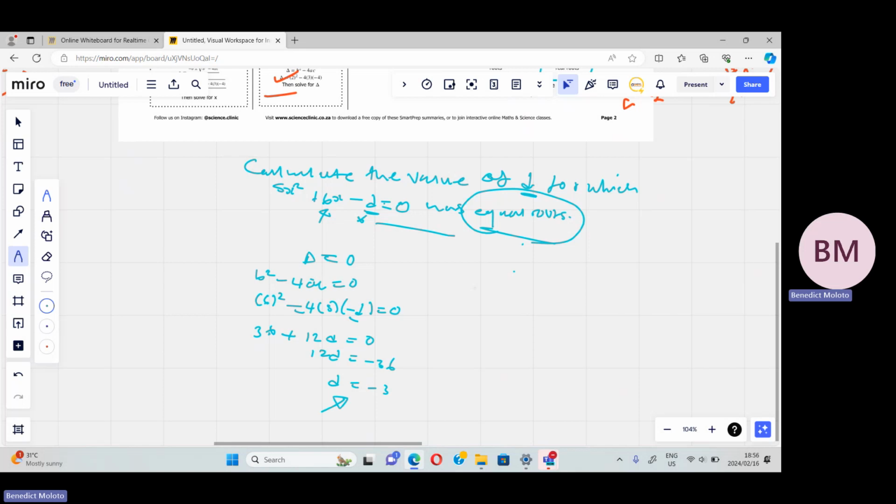Calculate the value of d for which this has equal roots. Equal roots means that delta is equal to 0. That is what we're talking about here. Right, something like that. Don't be confused. Always like that. Don't ever try to be confused.